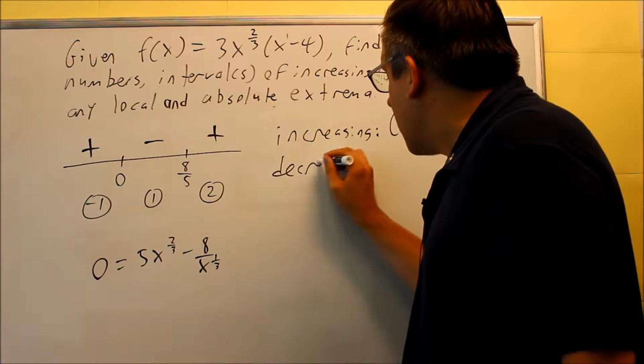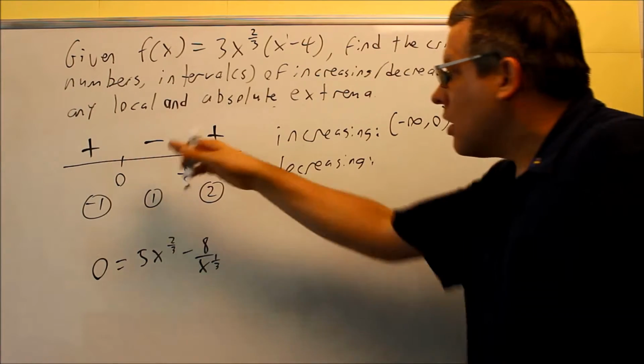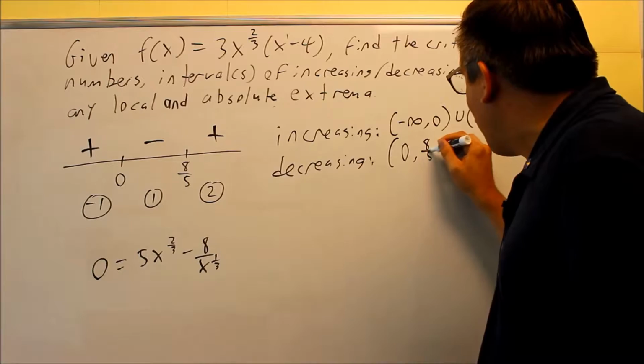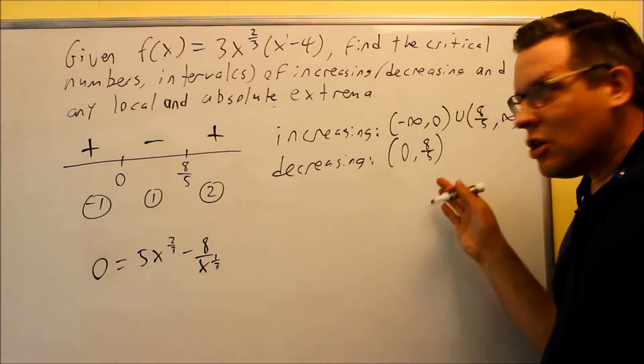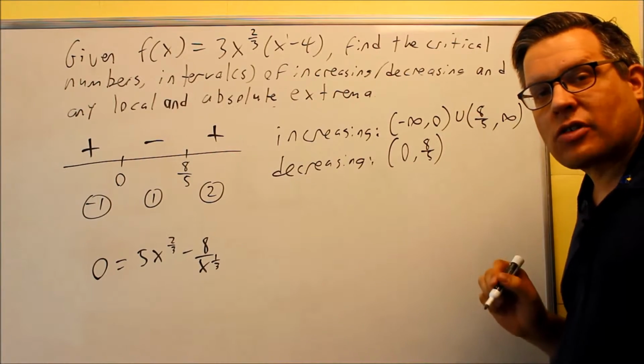Let's now look at decreasing. Decreasing is any place you have a negative sign in the middle. So between 0 and 8/5, it's going to be decreasing. You have a minus sign there. So that's the first thing they're asking for.